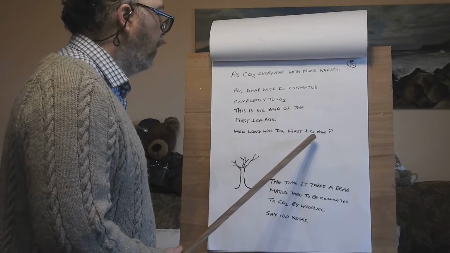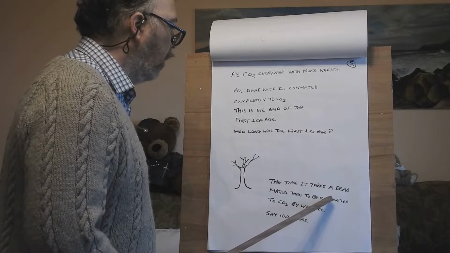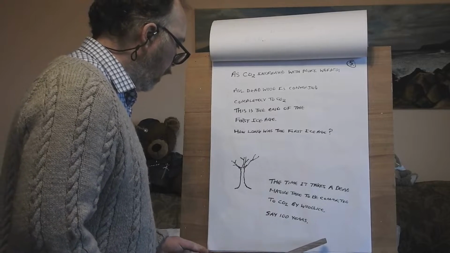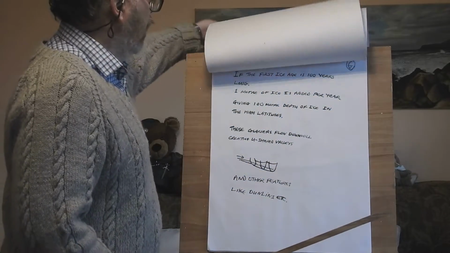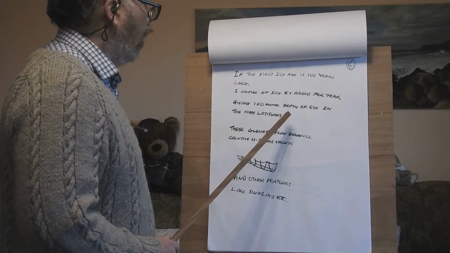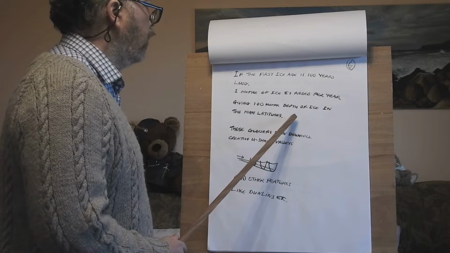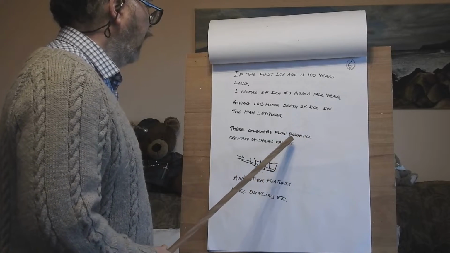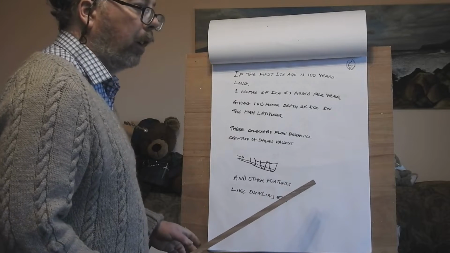How long was the first ice age? Well, the time it takes a dead mature tree to be converted to CO2 by woodlice, say 100 years. If the first ice age is 100 years long, 1 metre of ice is added per year, giving 100 metres depth of ice in the high latitudes. These glaciers flow downhill, creating U-shaped valleys and other features like drumlins, etc.